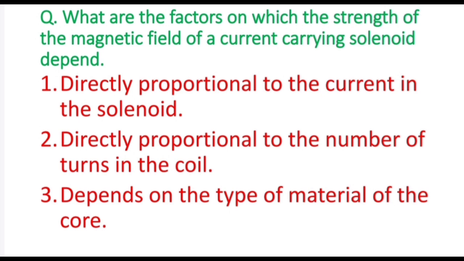So if the current increases, the strength also will increase. If the current decreases, the magnetic field strength decreases. It is also directly proportional to the number of turns in the coil. By increasing the number of turns, we can increase the magnetic field strength.